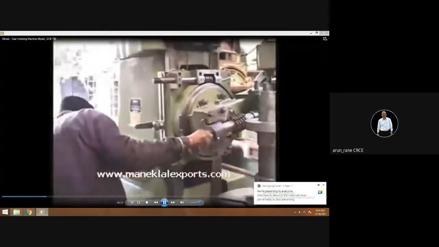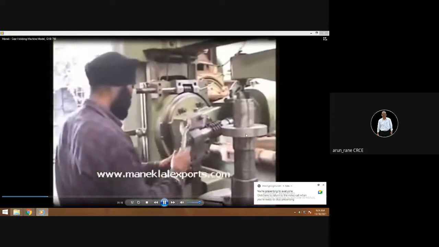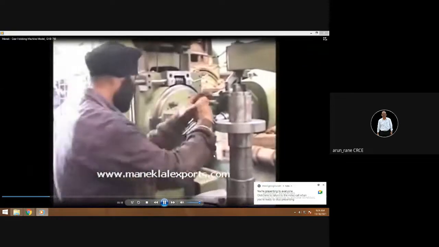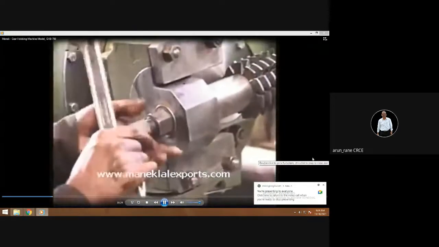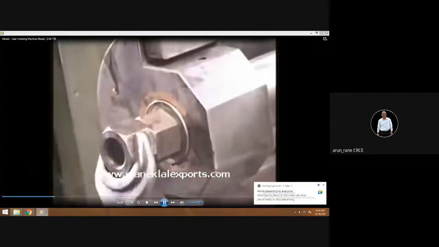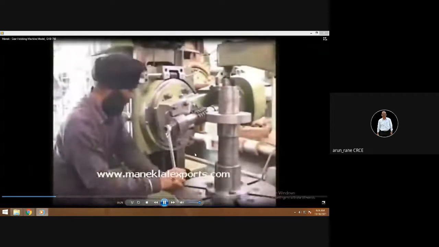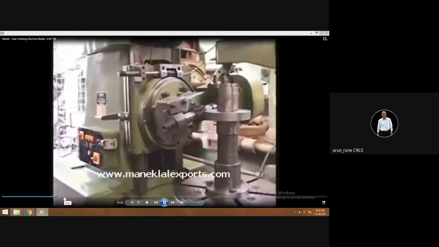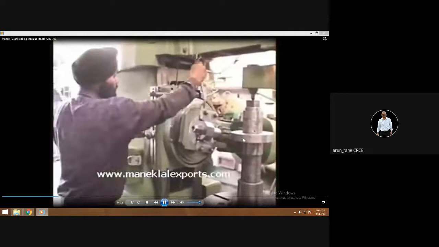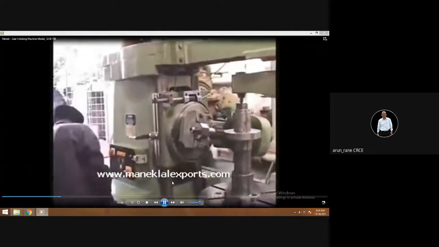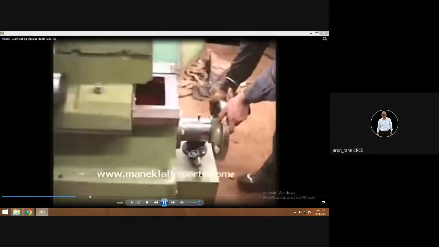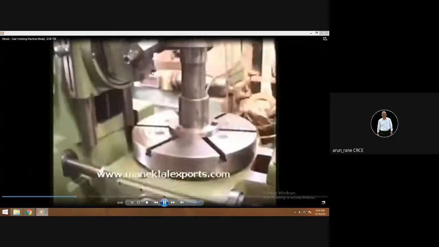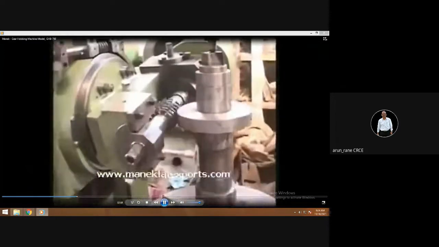The center line of this and the center line of this should match. Now this is a mandrel on which the gear blank is mounted. So the gear blank is mounted in chuck and center, in between chuck and center as seen in the video. Now slowly he is taking a cut.